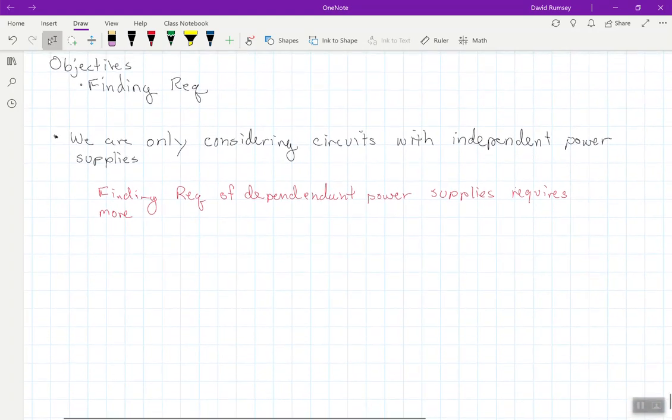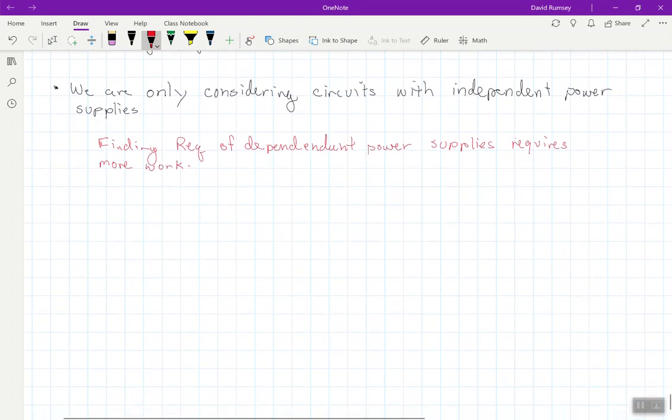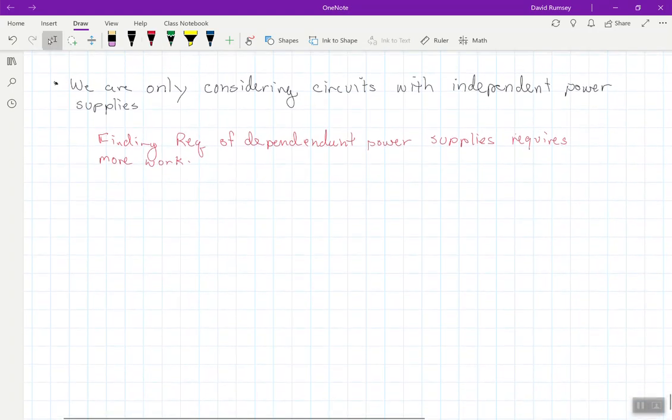Now again, your text probably has a discussion on how to do the dependent power supply, so I'd encourage you to read that. It's always good to gain additional knowledge, even if you're not going to be tested on it, because you never know when that knowledge could be useful to you. But we will only be considering in this course circuits with independent power supplies. Alright, so how do we find REQ?